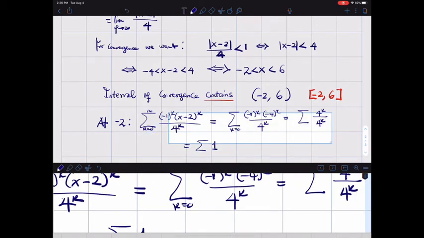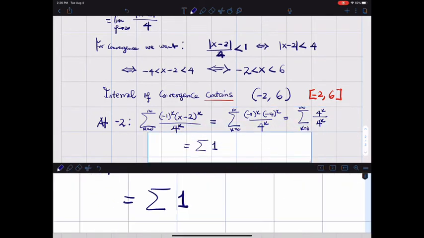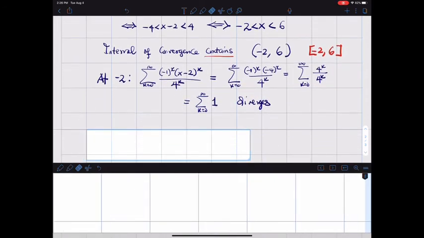So with k from 0 to infinity, we have the sum of 1. Think about it: you're adding 1 plus 1 plus 1 plus 1, an infinite number of times. This diverges. So at -2, the power series diverges. How about at 6? What happens at 6?